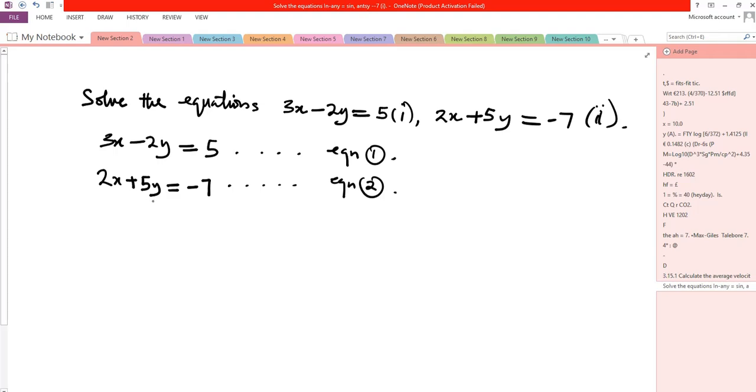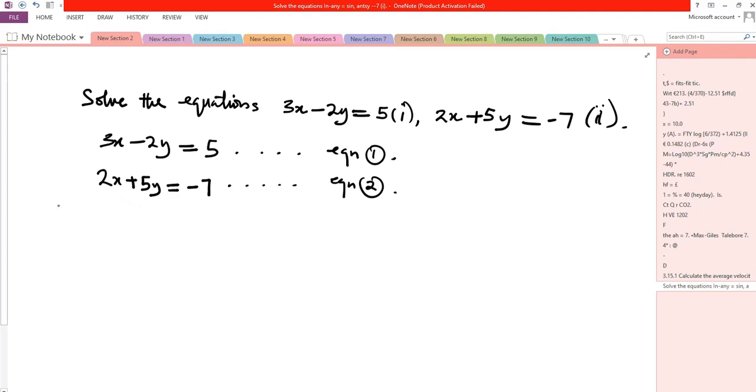Solving this system, you have equation 1 to be 3x minus 2y equal to 5, and equation 2 to be 2x plus 5y equal to minus 7. Having seen that none of the coefficients is equal to 1 or minus 1, the method we are going to use here is the elimination method.